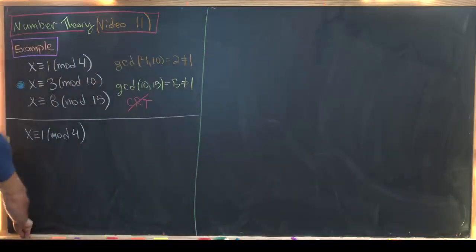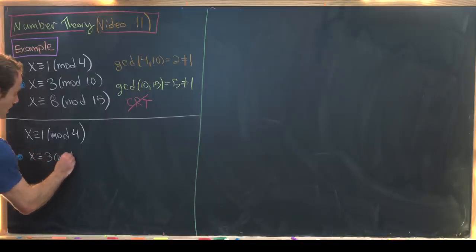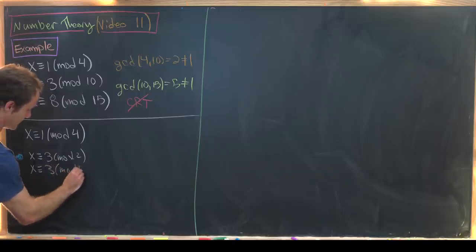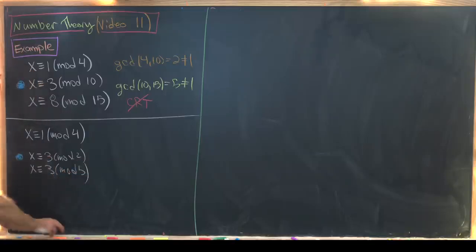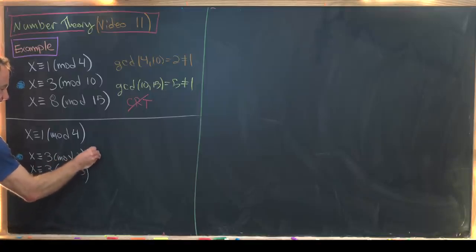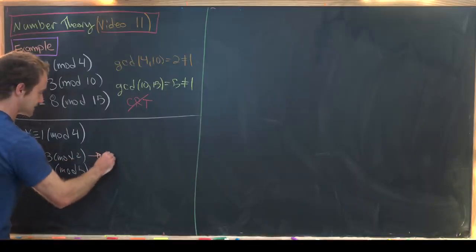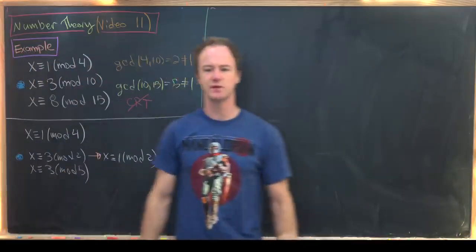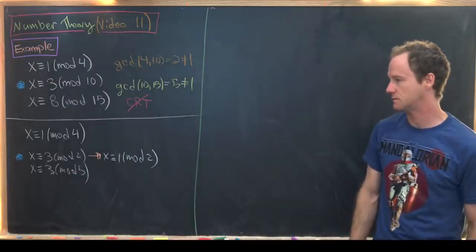So I'll use this blue dot as a little key, and this blue dot is going to come down here. And notice that this splits into two cases. So this means that X is congruent to 3 mod 2, and X is congruent to 3 mod 5. But notice saying something is congruent to 3 mod 2 is the same thing as saying something is congruent to 1 mod 2. Because we only have two equivalence classes mod 2.